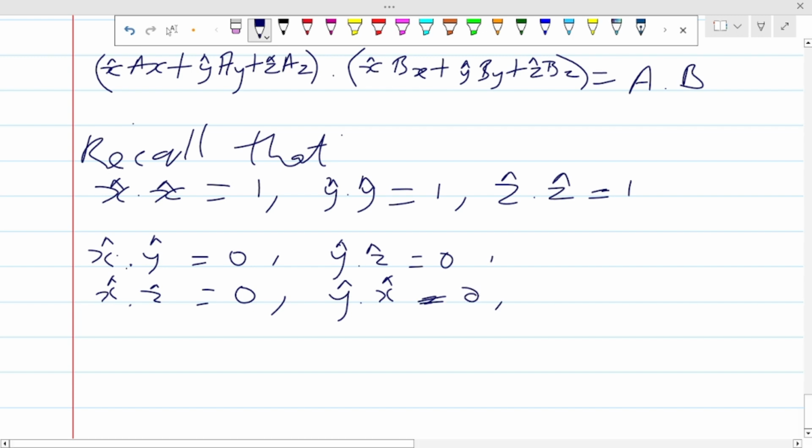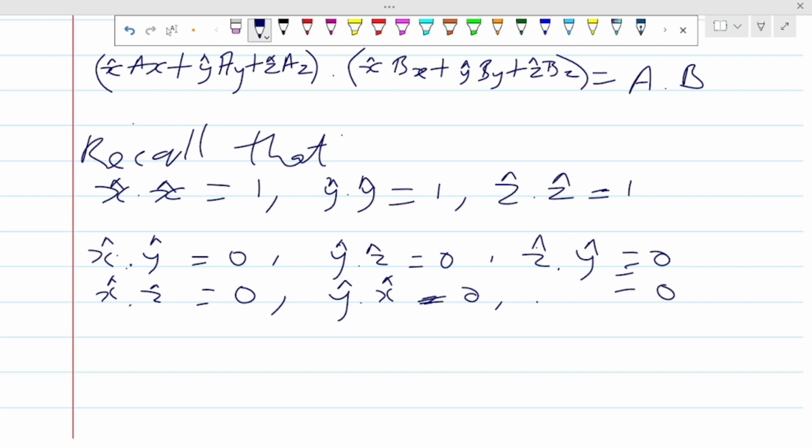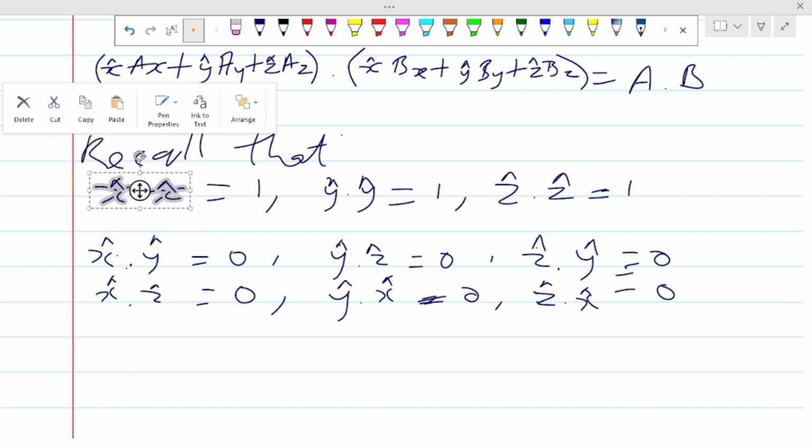And if we say z dot y, that's 0, and another 0 here because z dot x is 0. So the point is, as long as they are not the same, that dot product will give 0. But if they are the same, that dot product will give 1.